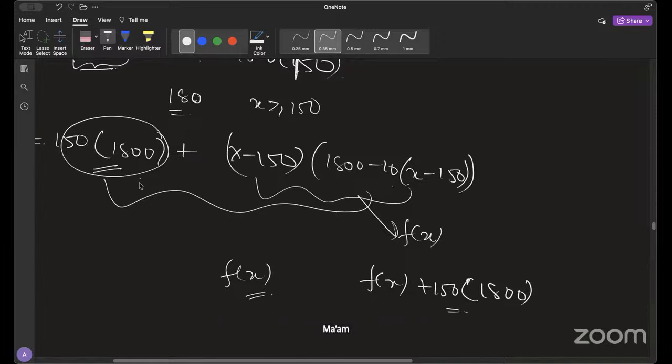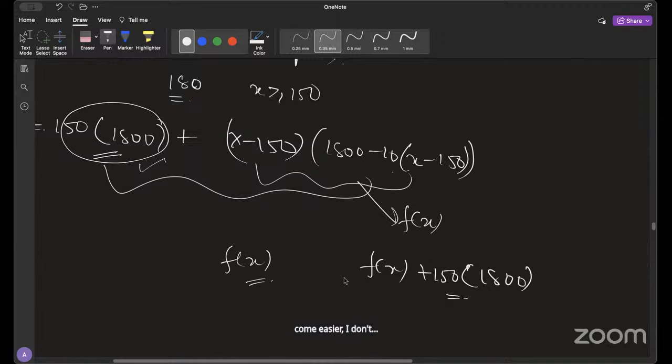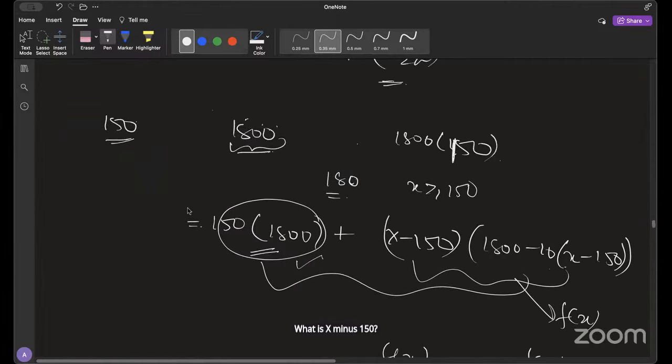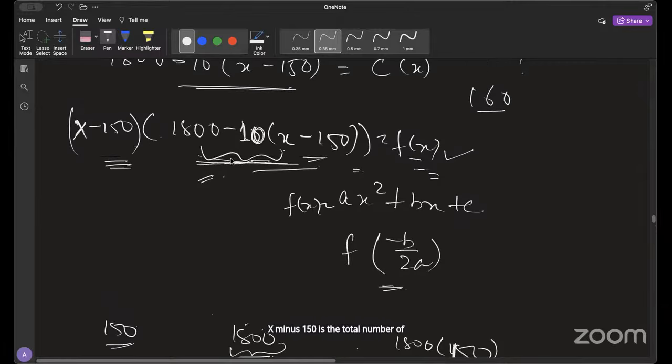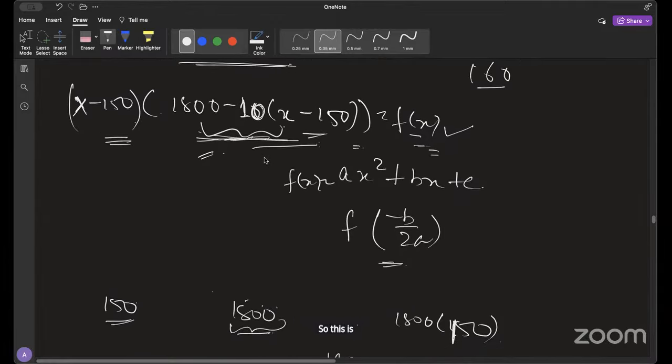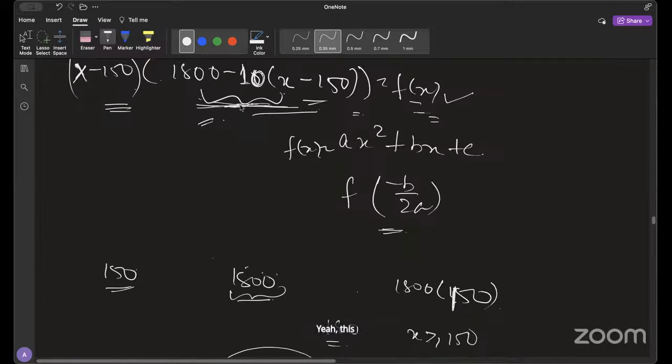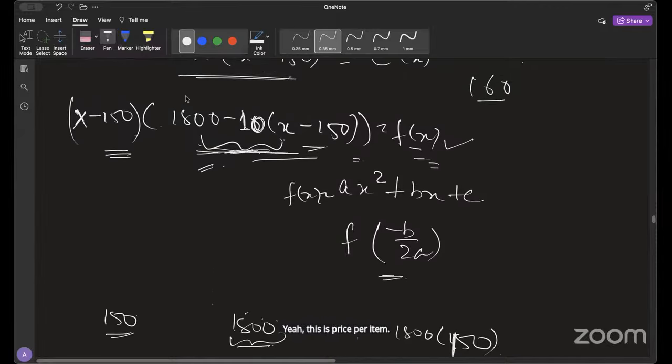Ma'am, to make what easier? x minus 150? What is x minus 150? x minus 150 is the total number of items. So this is price per item. This thing is price per item.